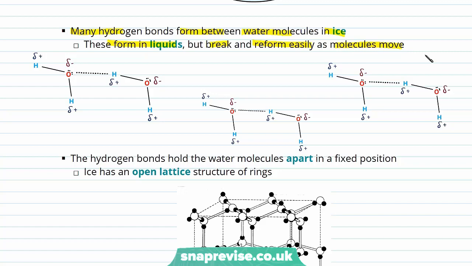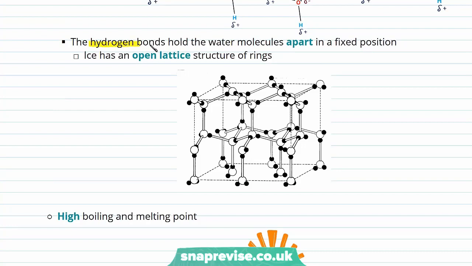Molecules of water move around in the liquid form. The hydrogen bonds that form in our solid ice hold the water molecules apart in a fixed position, giving ice an open lattice structure of rings. And it's this open lattice structure that allows ice to be less dense than the liquid form of water.